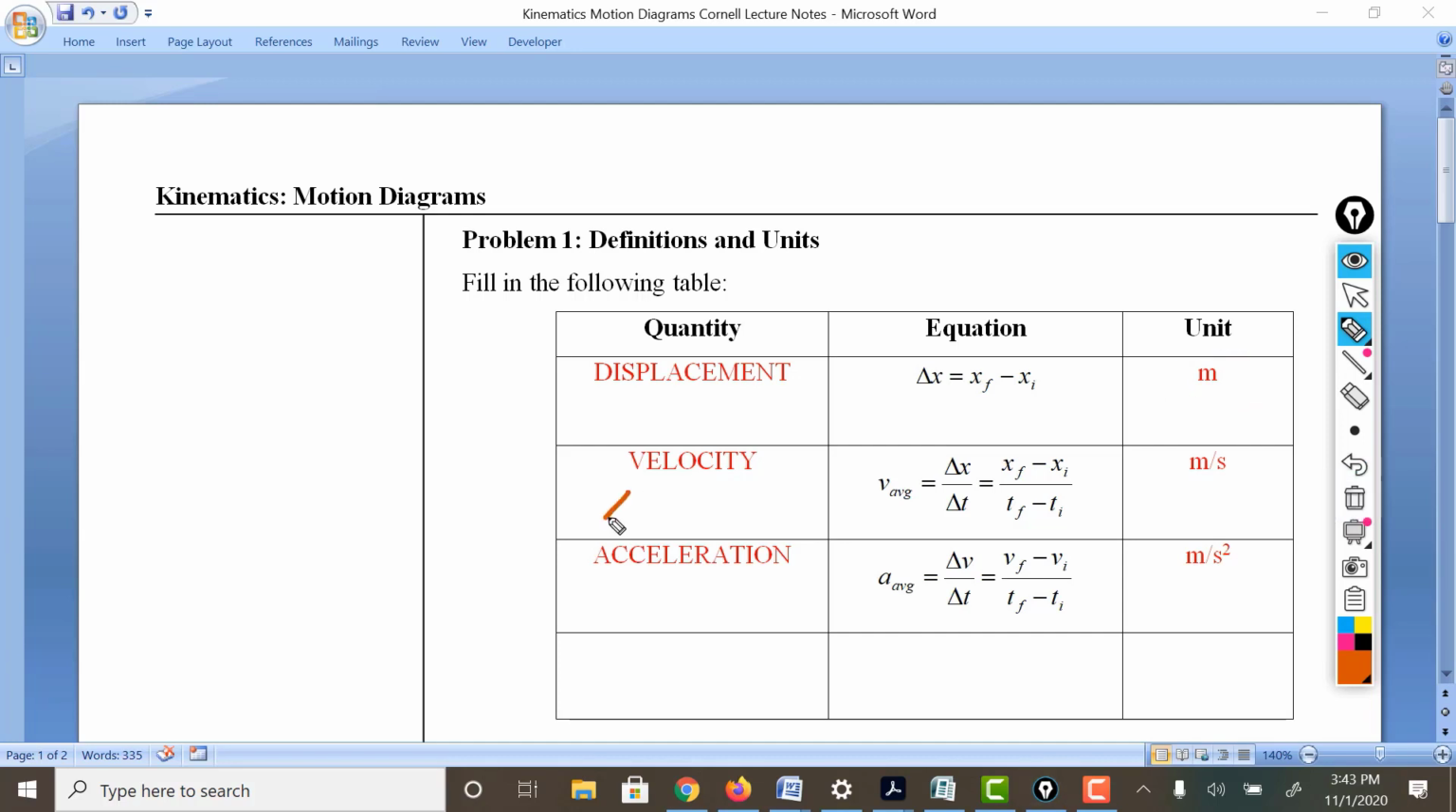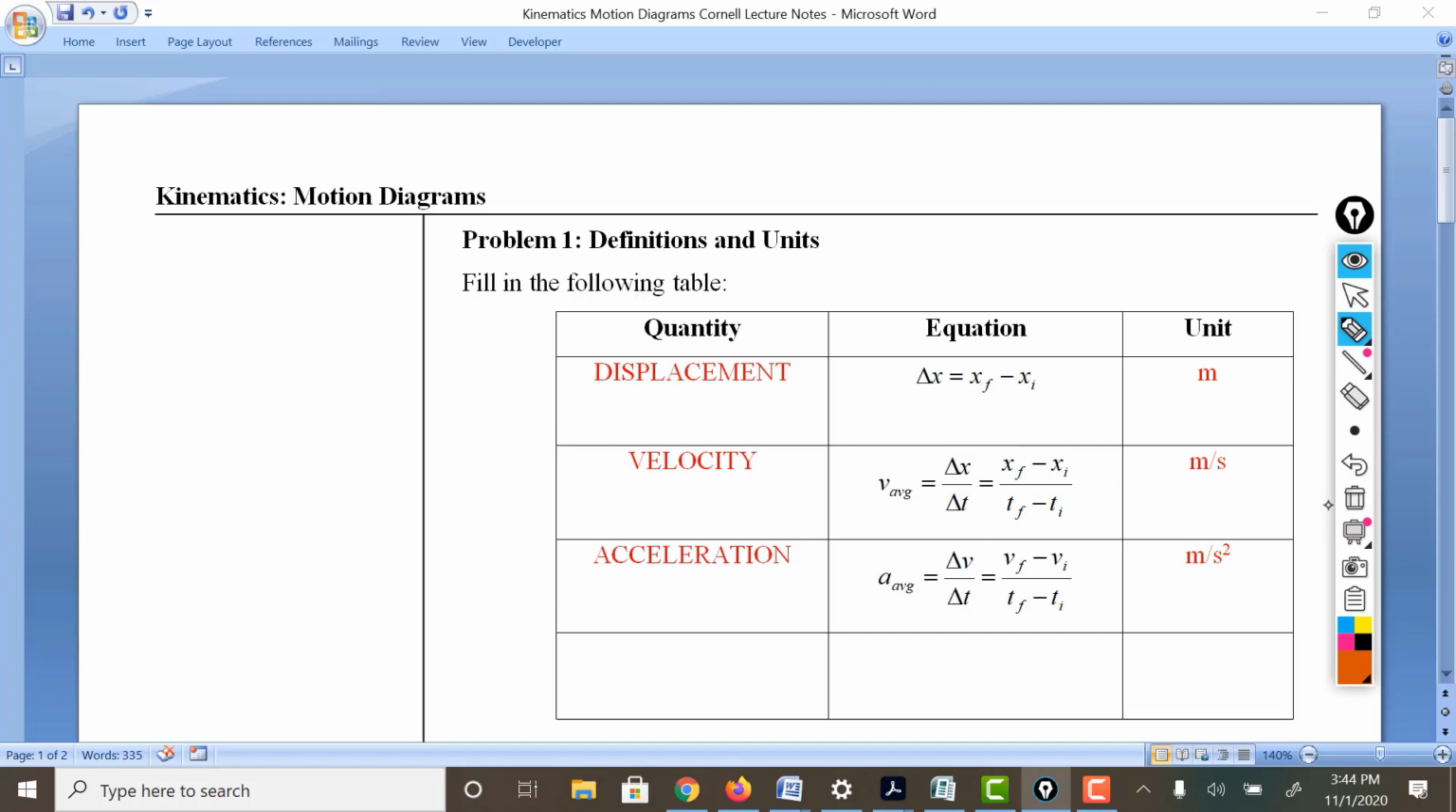Next, velocity, delta v, right? The change in velocity is going to be delta x over delta t. This time, the unit for time is going to be seconds. You'll notice I typed it up this way, but it should really be meter over second, because in the numerator you have a meter, and in the denominator you have a second. The unit for velocity is going to be a meter over second.